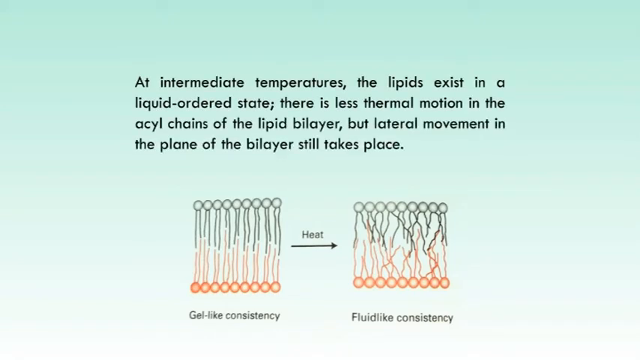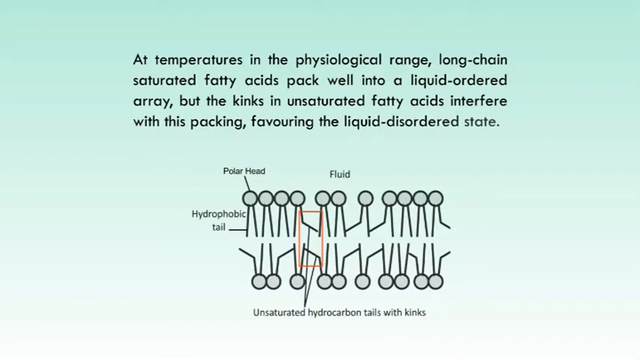At intermediate temperatures, the lipids exist in a liquid ordered state. There is less thermal motion in the acyl chains of the lipid bilayer, but lateral movement in the plane of the bilayer still takes place. At temperatures in the physiological range, long-chain saturated fatty acids pack well into a liquid ordered array. But the kinks in the unsaturated fatty acids interfere with this packing, favoring the liquid disordered state. Shorter chain fatty acyl groups have the same effect.